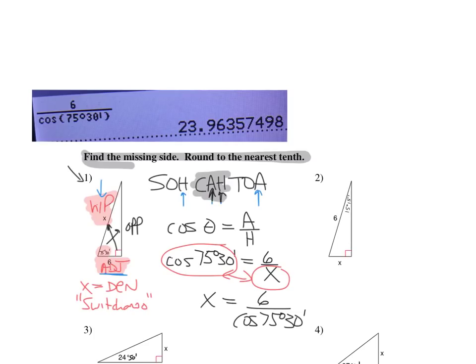So we're going to round to the nearest tenth. So the 6 is going to make the 9 turn into a 10 and make the 23 turn into 24. So our answer, 24.0.